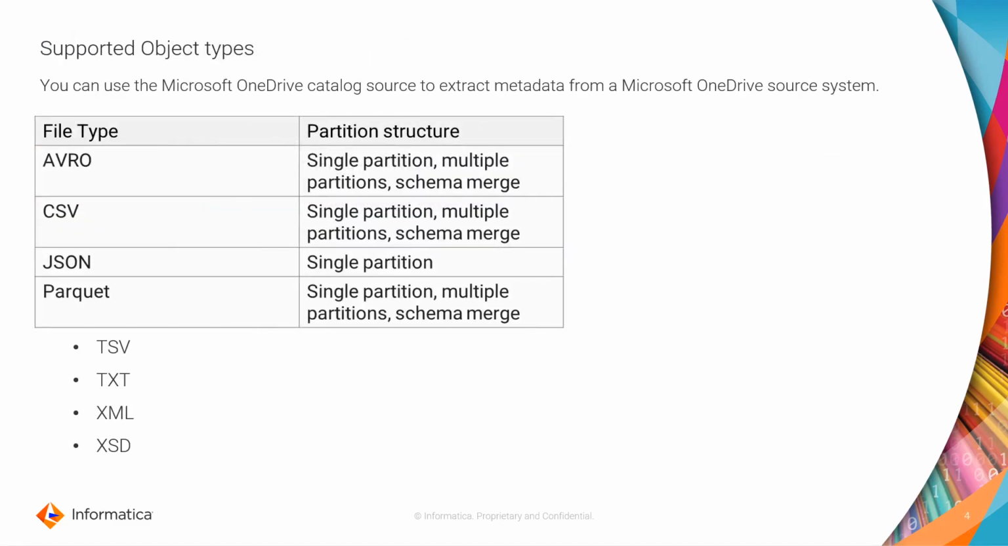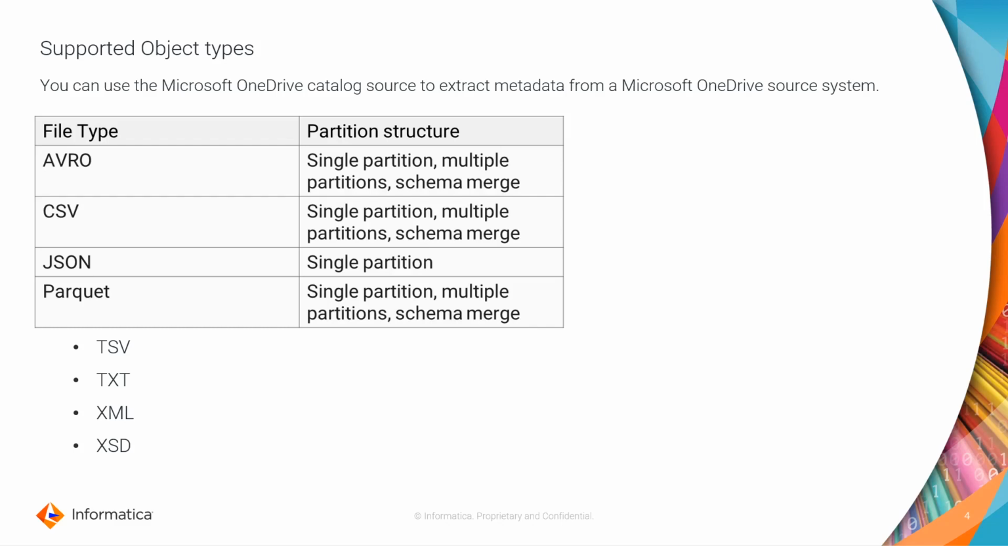Supported object types. You can use the Microsoft OneDrive Catalog Source to extract metadata from a Microsoft OneDrive source system. The file types are Avro, CSV, JSON, Parquet, TSV, TXT, XML, and XSD. And among these file types, we support partition structure for Avro, CSV, JSON, and Parquet.